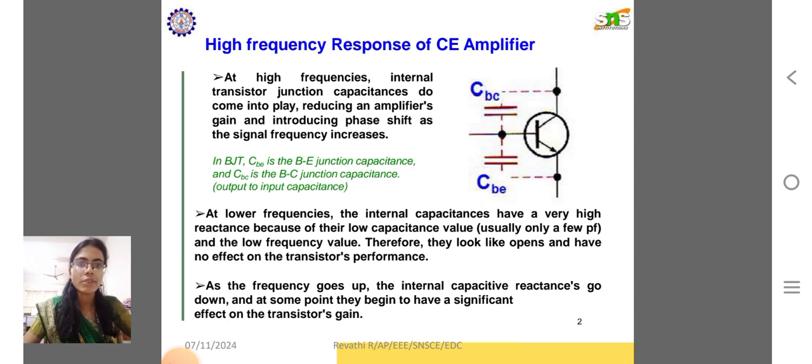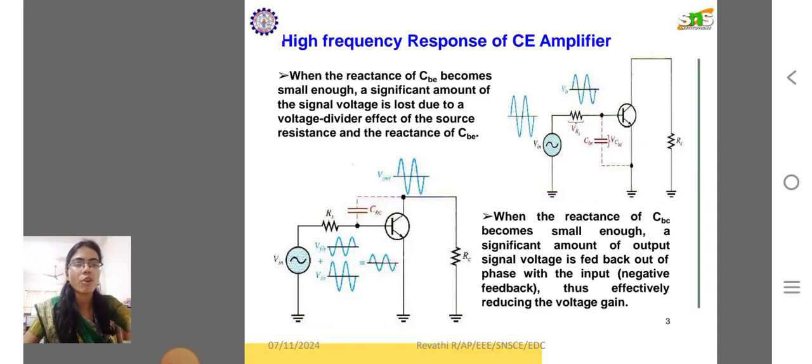At the lowest frequency, the internal capacitances have a very high reactance because of their low capacitance value, usually only a few picofarads. At low frequency values, therefore, they look like opens and have no effect on the transistor's performance.